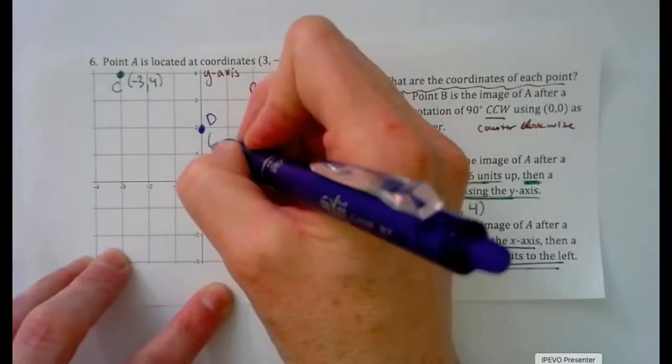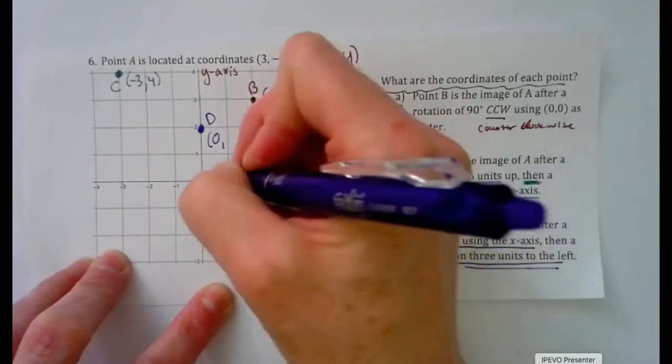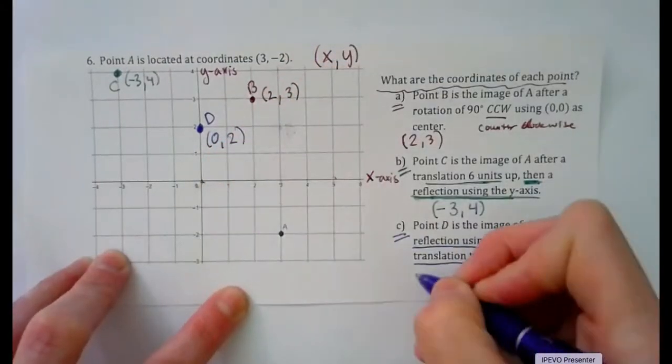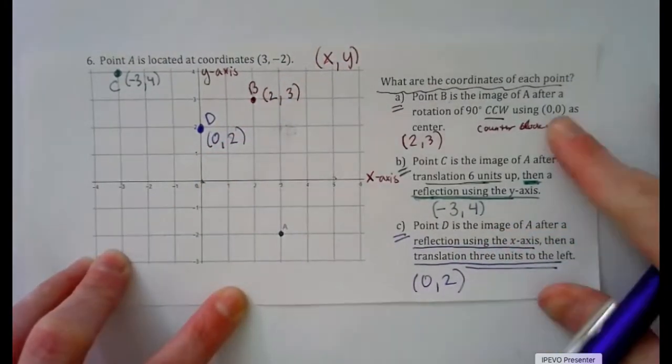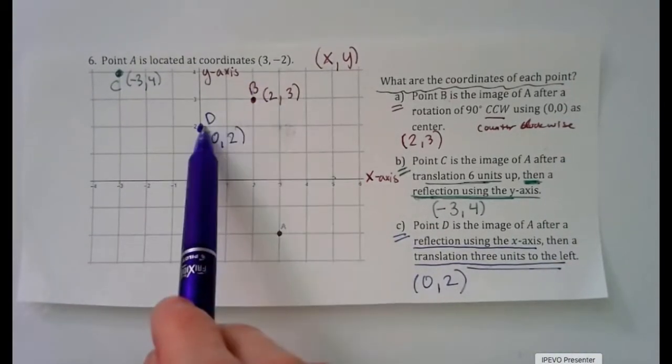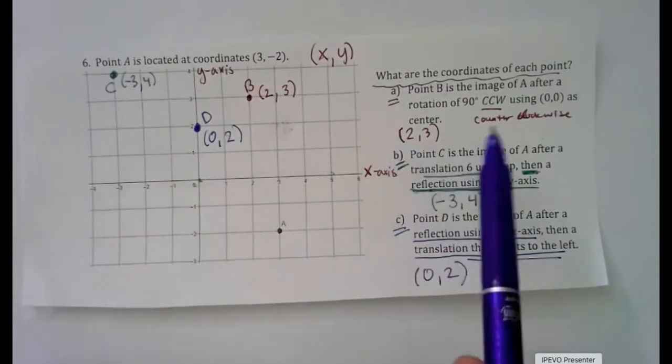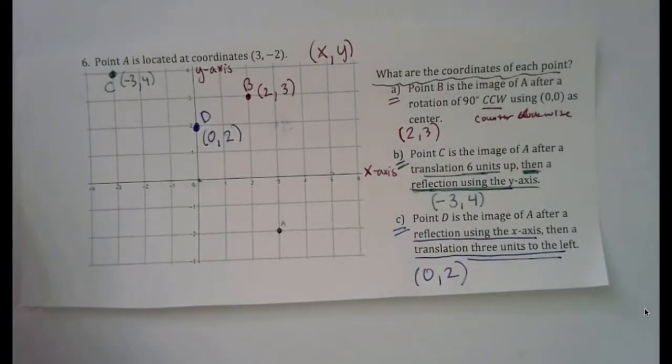My ordered pair is, I don't go left or right at all, so x is 0, y is 2. So definitely label the points with your letter, and then you decide, do you want the ordered pair on the graph or the ordered pair over here? Up to you.